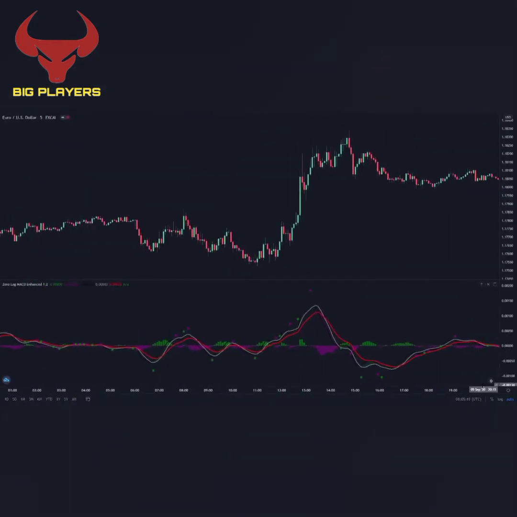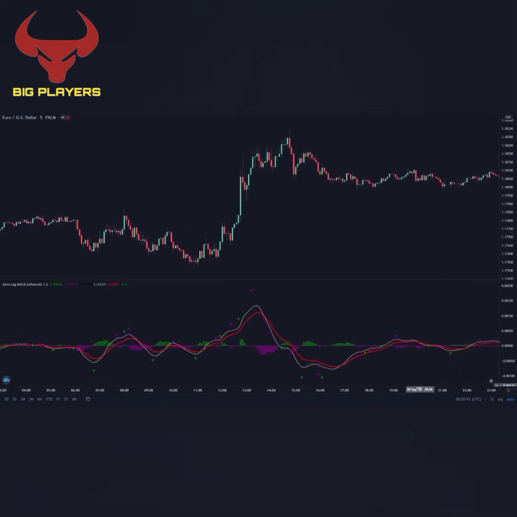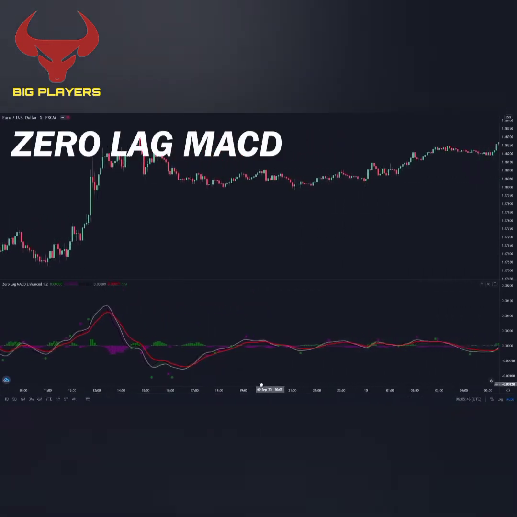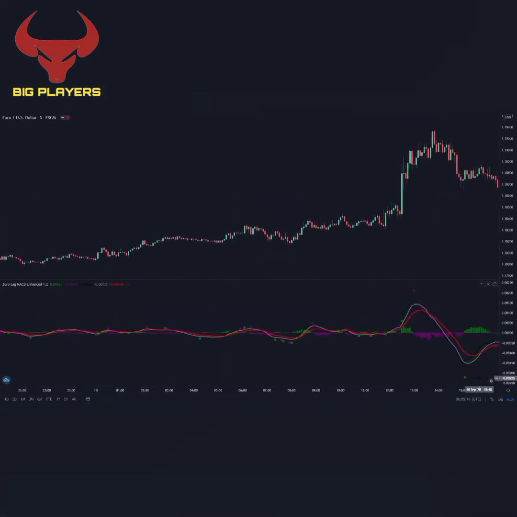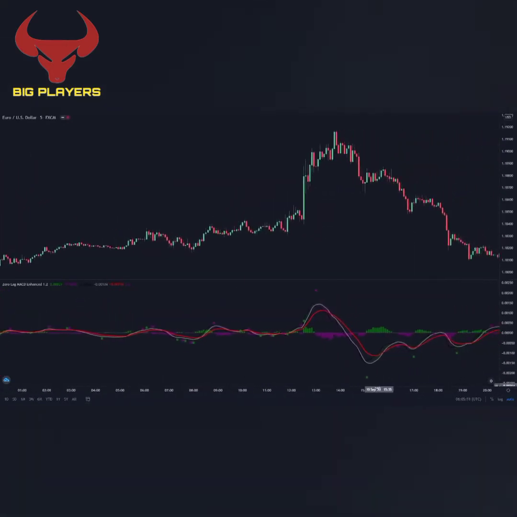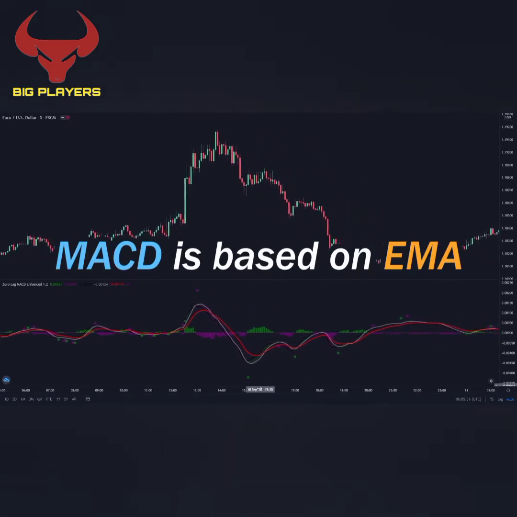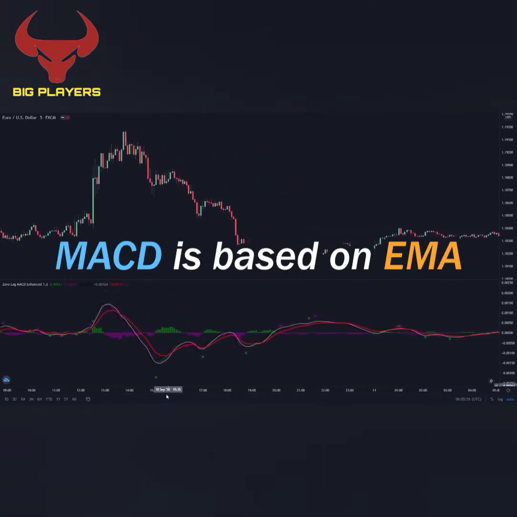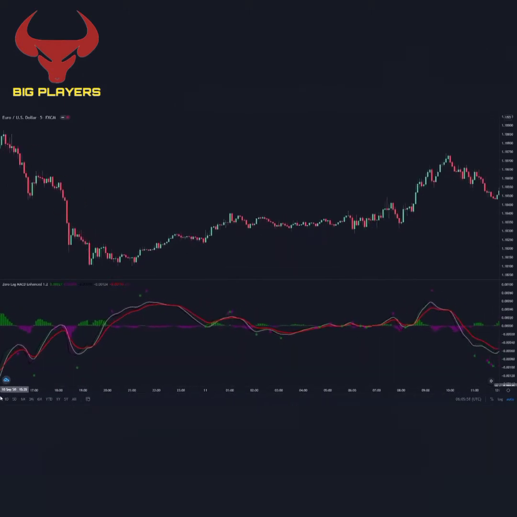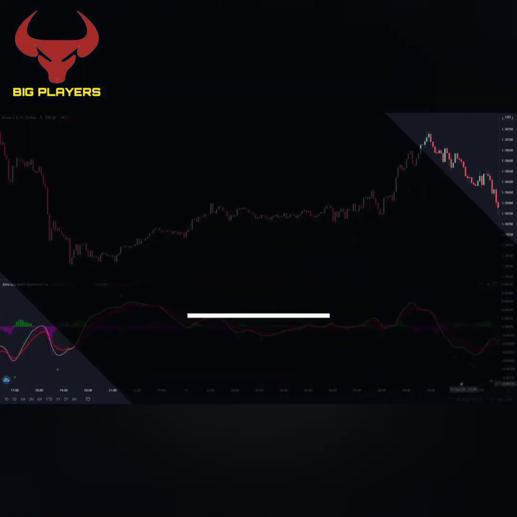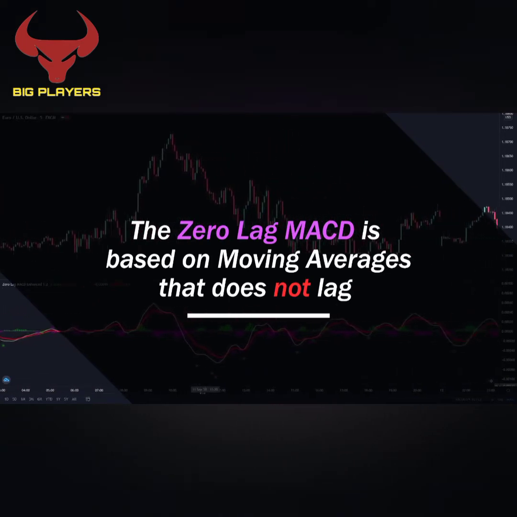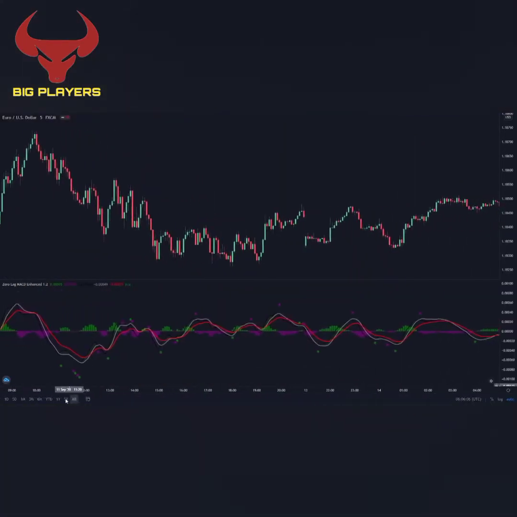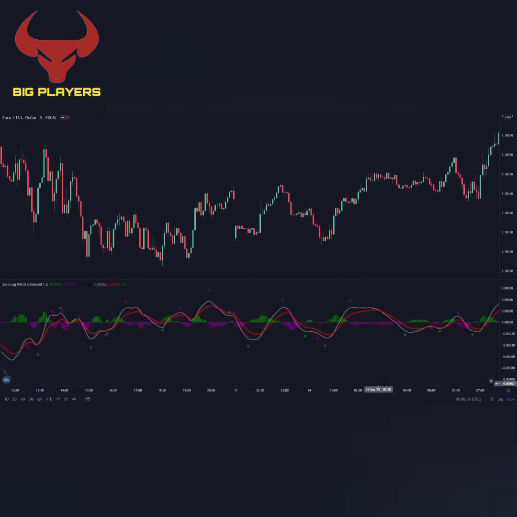So the first type of MACD indicator that I'm going to be backtesting is called the zero lag MACD. So we all know that the classic MACD is famous for being a lagging indicator, because the MACD is based on an exponential moving average, which is inherently a lagging indicator. So the theory behind the zero lag MACD is that it is based on moving averages that do not lag. So it removes the lag from the classic MACD in hopes of catching early trend signals.